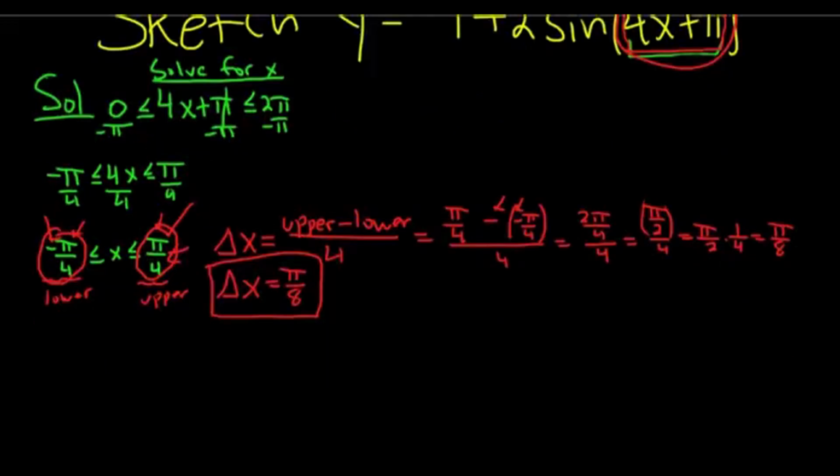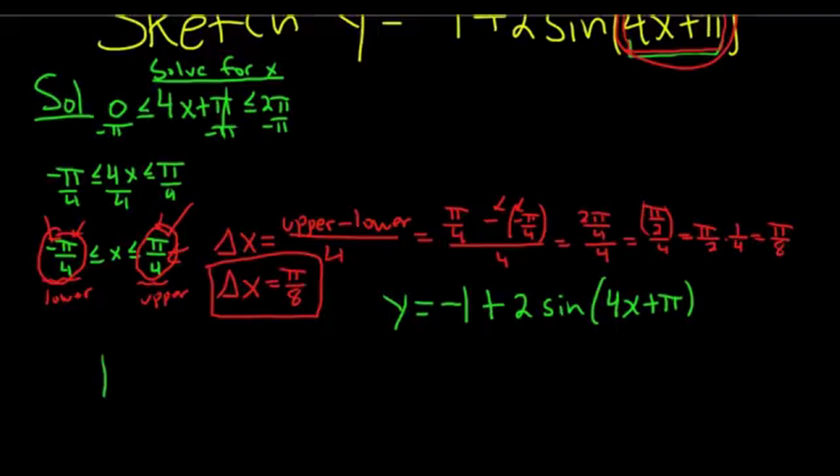I'm going to rewrite our original function so I don't lose it. So our original function was y equals, I believe, let me go back and look. It was -1 plus 2 sine of 4x plus pi. Okay, that's our original function. So we solved for x, we found delta x, so now we draw a picture of our interval. So the lower is negative pi over 4. The upper is pi over 4. Okay, so now we've got to get the numbers in between.